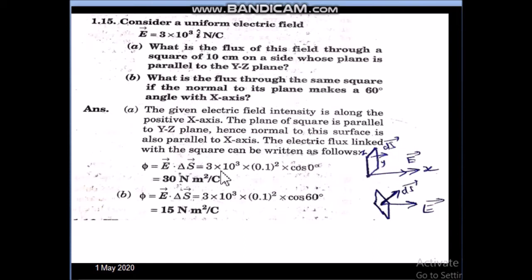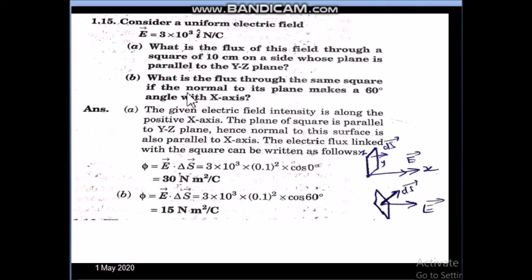So E dot ds means E ds cos 0 here. Let us put the value of E from the question, 3 into 10 raised to power 3. ds means the area of the given surface. So the given surface here is a square. So square area is side square. So the side of the square is given as 10 centimeter, meaning 0.1 meter. This way 0.1 into 0.1 will be the area. Cos 0 is substituted. So this way we can calculate the flux for the first part A of the question.